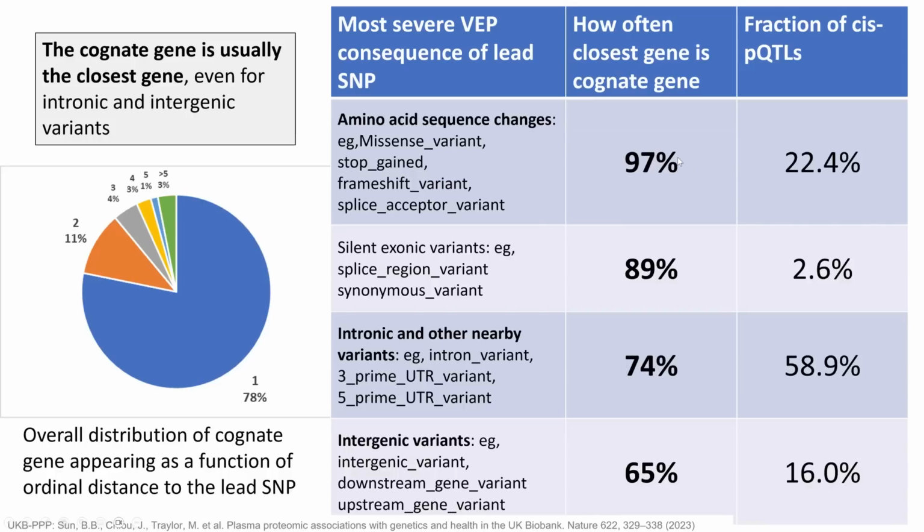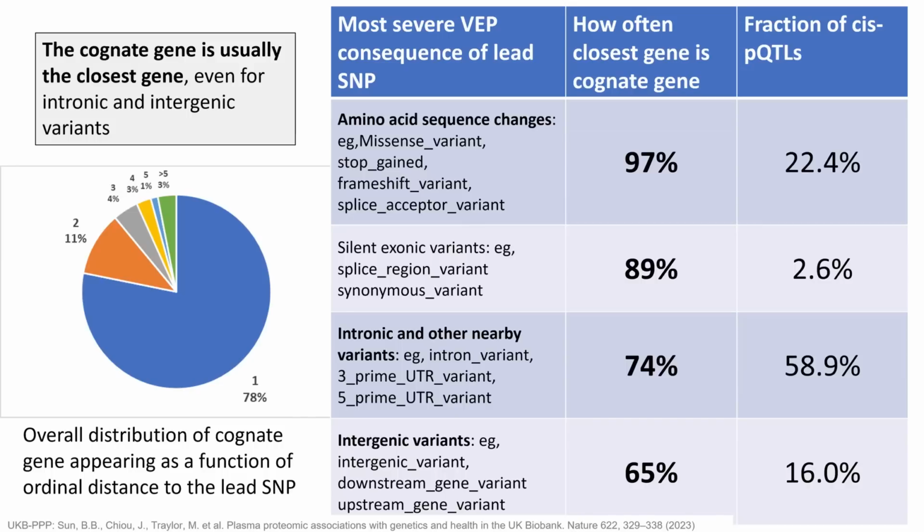So certainly if the VEP effect of a variant is a missense in a particular gene, that gene is almost always the cognate gene, the causal gene. But even if it's just anywhere within the gene body, especially if it's within an exon, it's also going to be the causal gene, or even if it's within an intron. And again, here, when I talk about closest gene, I almost always mean closest to anywhere within the gene body. And I've tweeted about this before.